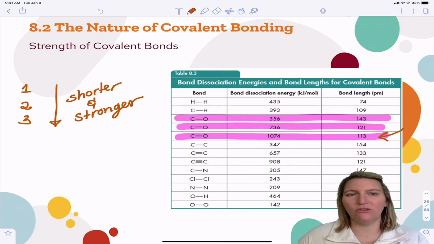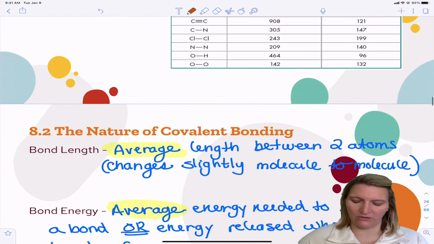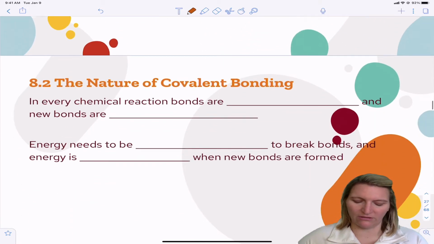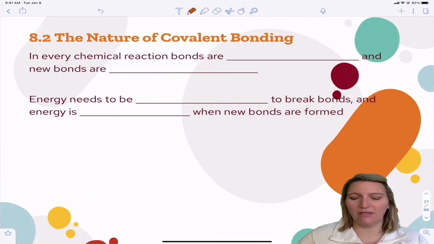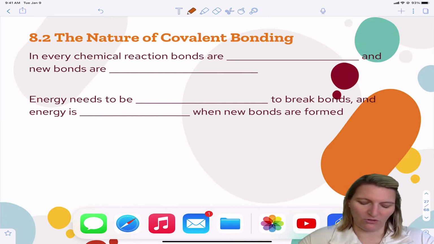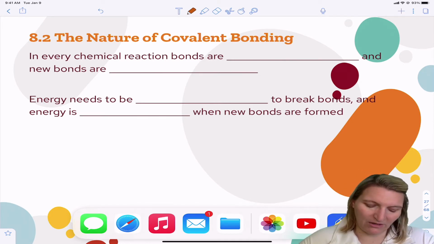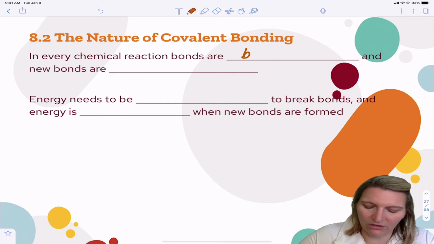And why this is really important is because of how we're going to use bond energy. You know that in previous classes, you've talked about chemical reactions. And even in this class at the beginning of the year, when we think about a chemical reaction, we think about the idea that bonds are broken and new bonds are formed. In every chemical reaction, bonds are broken and new bonds are formed.